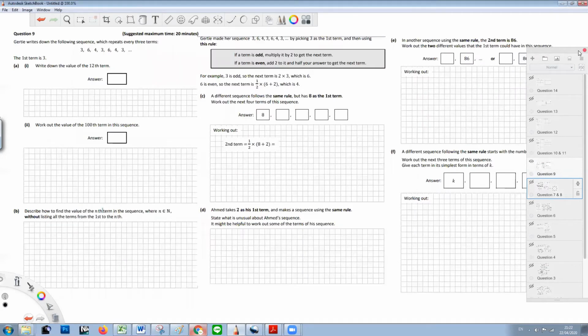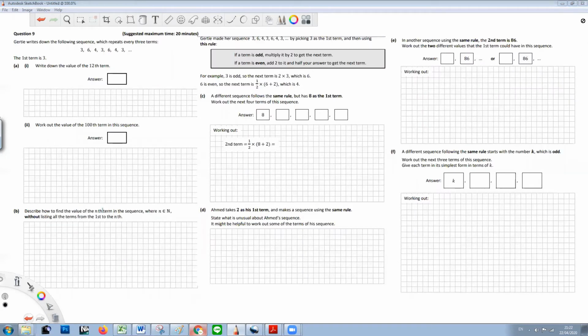All right, so question 9 is a pretty long one too. Yeah, so we'll read what it says. So Gertie writes down the following sequence, which repeats every 3 terms. Okay, so you know it repeats every 3 terms. So it's going to be 364, 364, 364, etc., etc. So the first term is 3. Write down the 12th term. So if the first term is 3, the third term is 4, the 6th term is 4, the 9th term is 4, the 12th term is going to be 4.